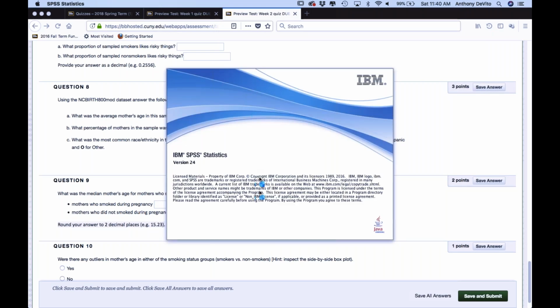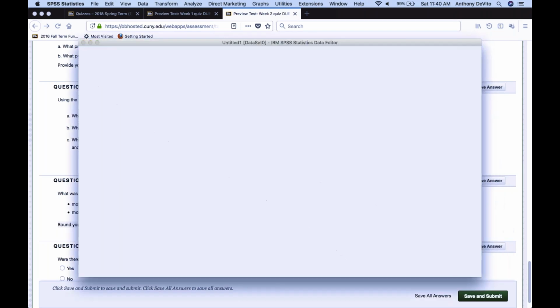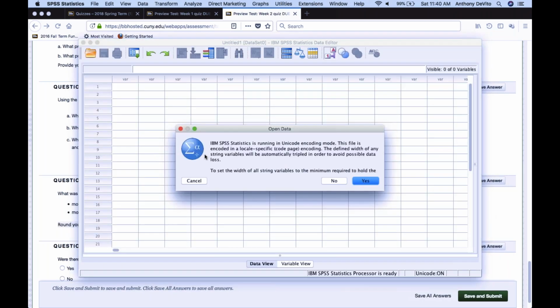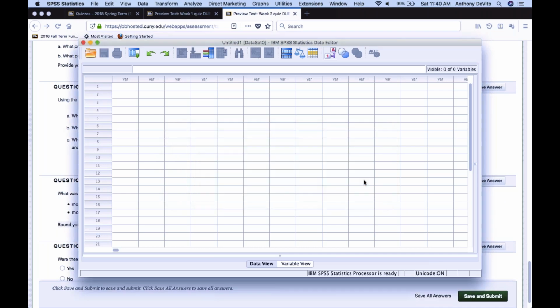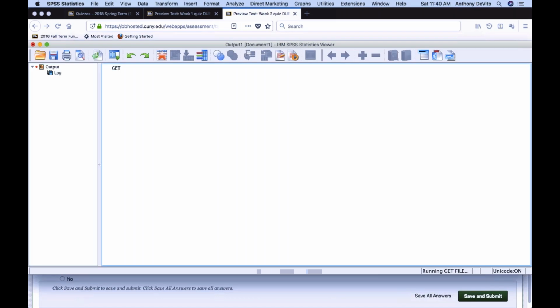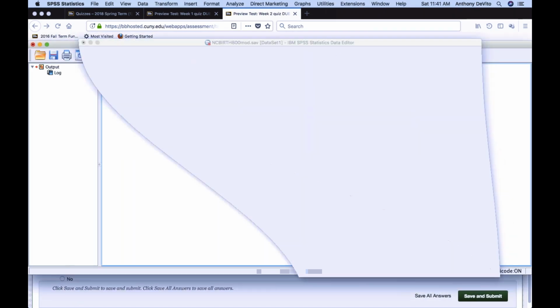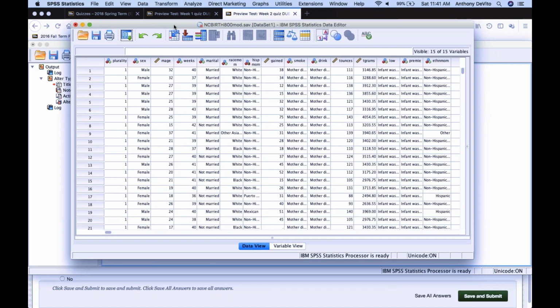I didn't realize I closed it. Okay, don't worry about this. If it asks you whether SPSS changed the way it stored data, you can just simply say yes to this, that it's okay to update it, use the current version of the encoding for the data.